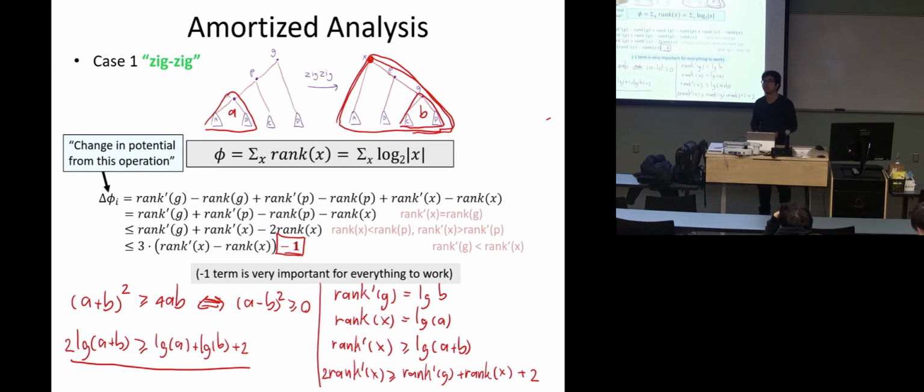Yeah. How do you get rank prime X greater than or equal to log of A plus B again? So what's the total weight of X after you rotate? The total weight of X in this subtree, you have this is basically A, and this is B. So it's just A plus B plus weight of P. Yeah. Okay, sorry.